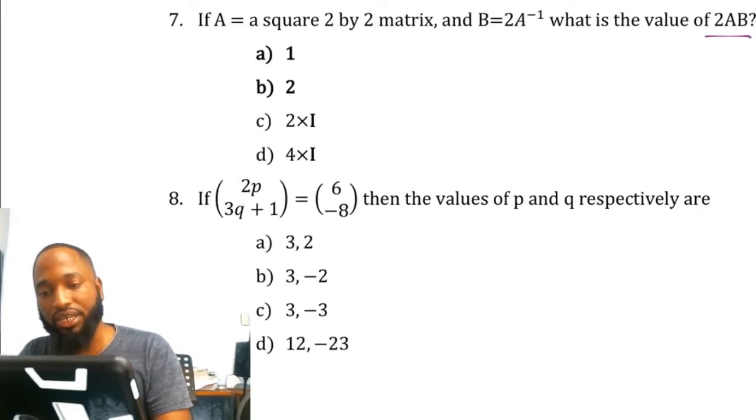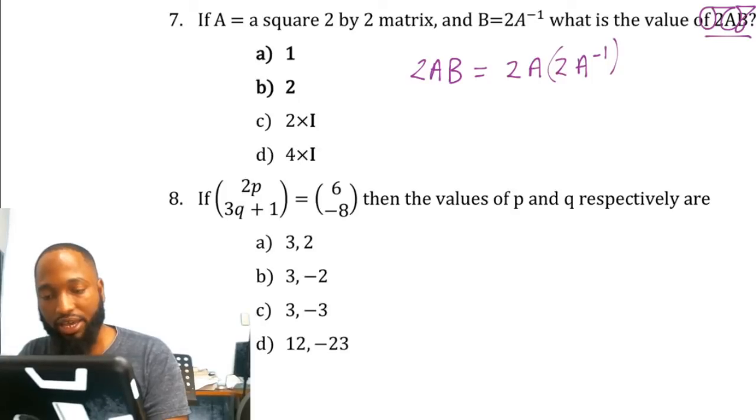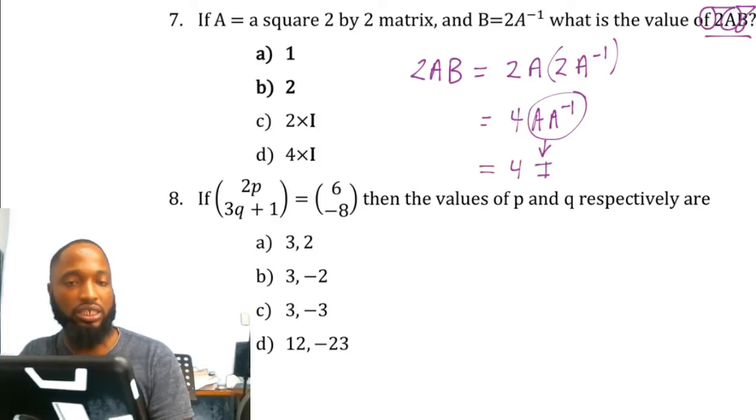So what I'm saying is B is equal to 2 times A inverse, and they want 2AB. So 2AB is really 2A, and B is really 2 times A inverse. So I'm going to put 2A inverse instead of B there. 2 by 2 is 4. Don't forget that. And A by A inverse is the identity matrix. So the answer is 4I.